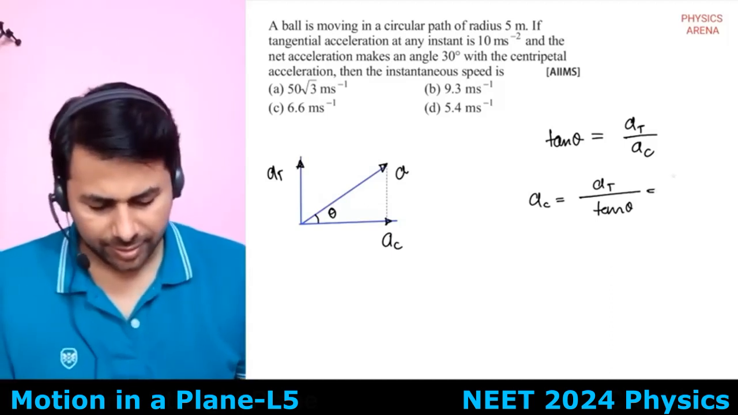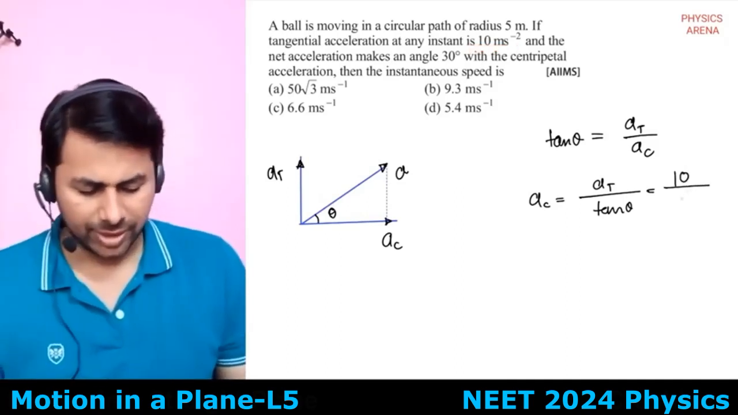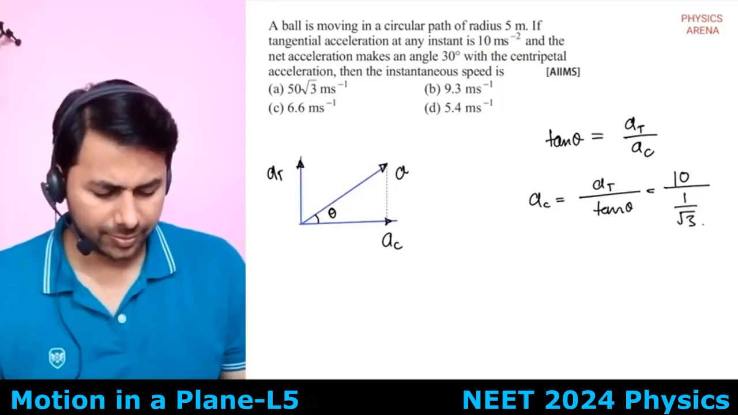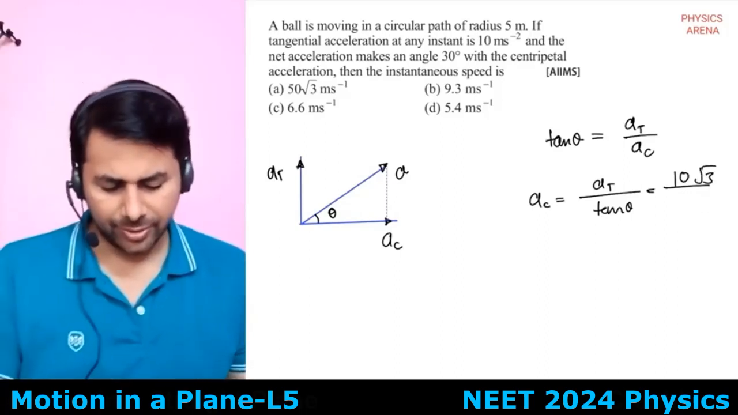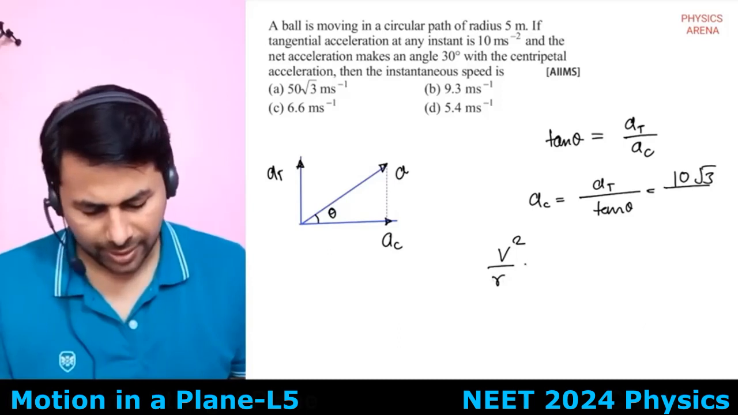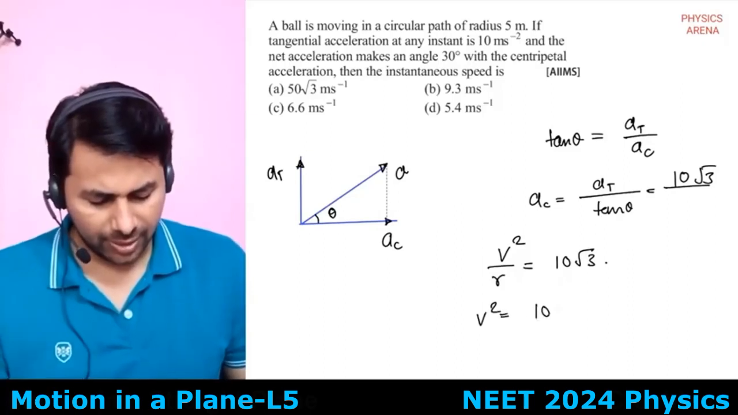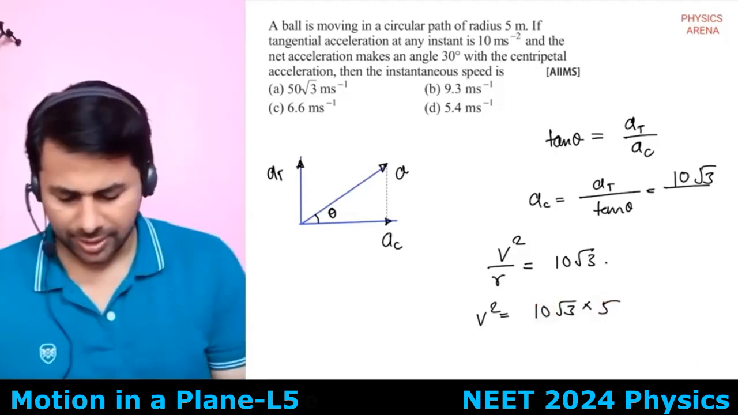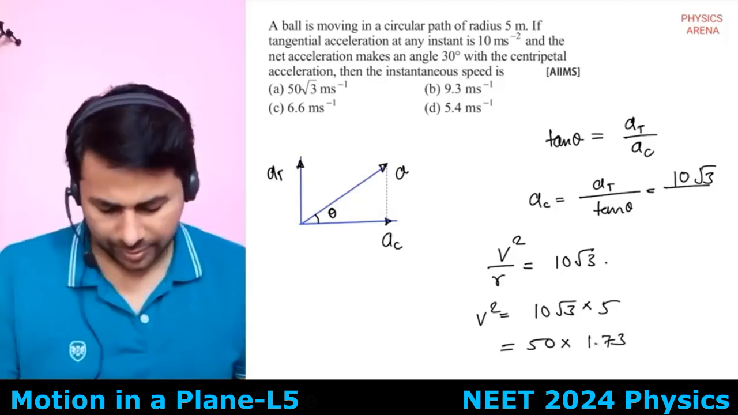Theta is 30 degrees and AT is 10 meters per second square. Put the values. How much is tan of 30 degrees? It is 1 upon root 3, right? Take that root 3 in the numerator. So AC is 10 root 3, and this is V square upon R. So V square divided by R is 10 root 3. Take the R on the other side. So you get V square equals 10 times root 3 multiplied by R, which is 5. So V square is 50 times root 3. Okay, 50 multiplied by 1.73.